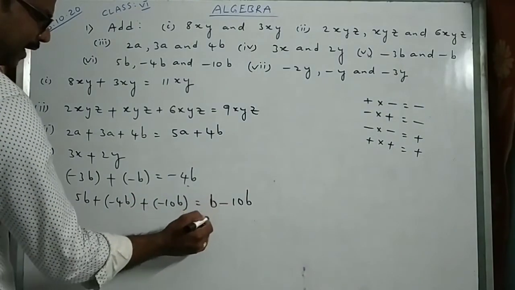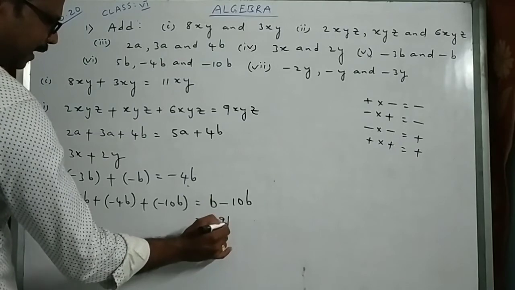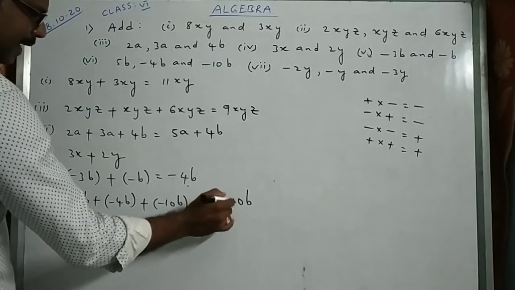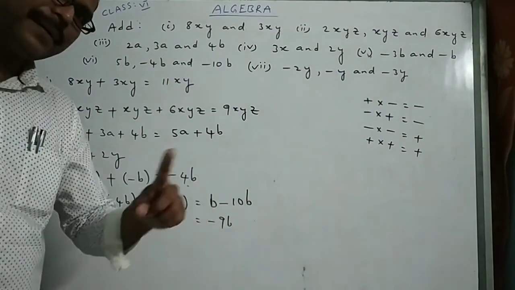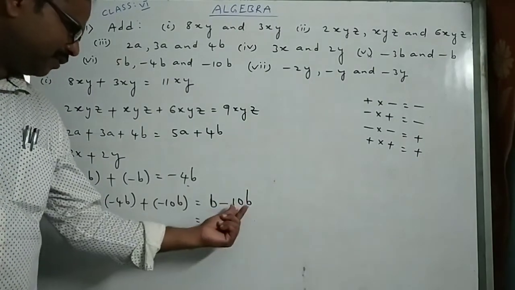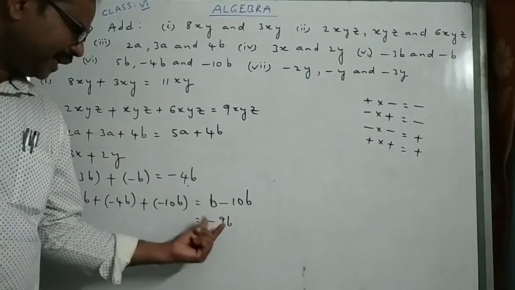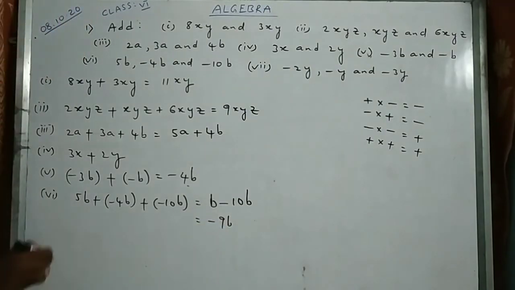So both are different symbols. 10b minus 1b, 9b. Which one is big here? 10. So that symbol you should write. Whenever we subtract, write the big value's symbol. Which one is the big one here? 10. So write negative. So the answer is minus 9b.